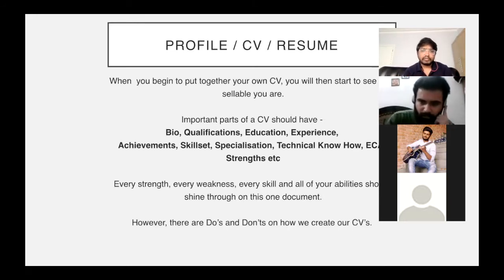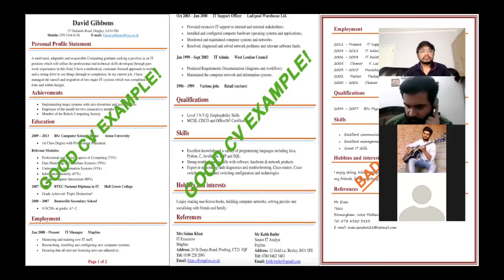All right. So there are do's and don'ts when we create our CV. There are certain do's and don'ts that we need to ensure. These are some examples, good examples and bad examples. Why do you think the ones in green, marked as good CV examples, are good, and why is the one on the right a bad example? Please note, both these CVs are complete. Both these CVs are full.